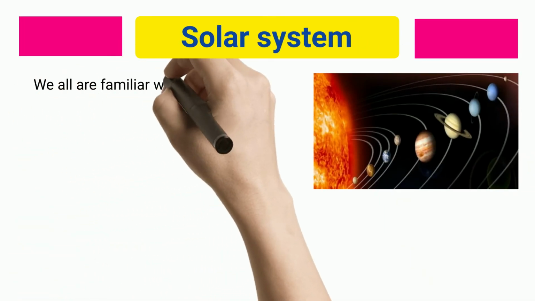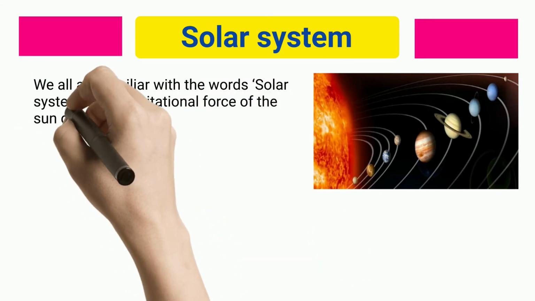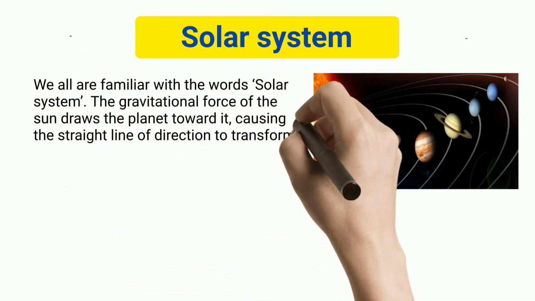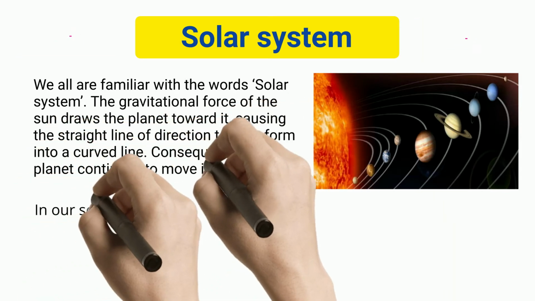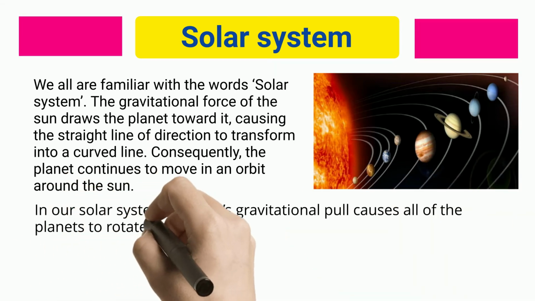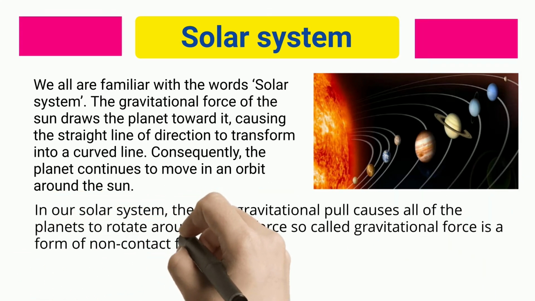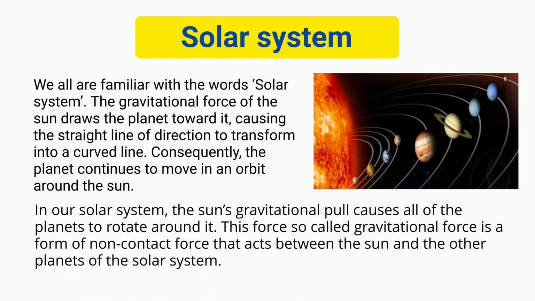Solar system. We all are familiar with the words, solar system? The gravitational force of the sun draws the planet toward it, causing the straight line of direction to transform into a curved line. Consequently, the planet continues to move in an orbit around the sun. In our solar system, the sun's gravitational pull causes all of the planets to rotate around it. This force, so-called gravitational force, is a form of non-contact force that acts between the sun and the other planets of the solar system.